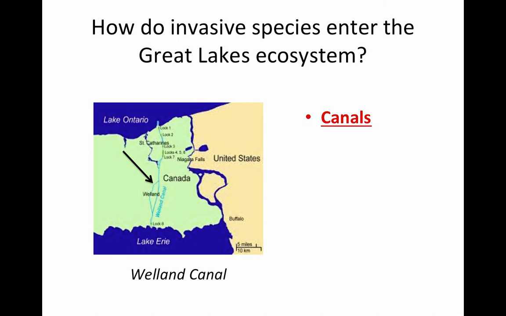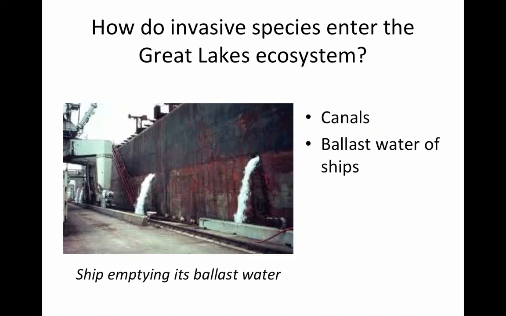A second way for invasive species to arrive is to come in the ballast water of ships. It may seem strange, but in order for ships to stay afloat, they have to fill up with a little bit of water at the bottom. This allows them to sit lower in the water and not to tip over. Before a ship leaves its port, it will fill up with ballast water. Then, when it arrives, it will dump that water.